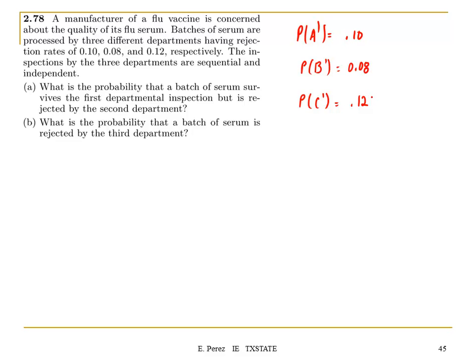So the first item is, what is the probability that a batch of serums survives the first department inspection but is rejected by the second one? We know from the problem that the inspections are independent, right? Which means that the inspection of the first department is not going to affect the inspection of the second department. So if they are independent, we are looking at what type of probability for this question.